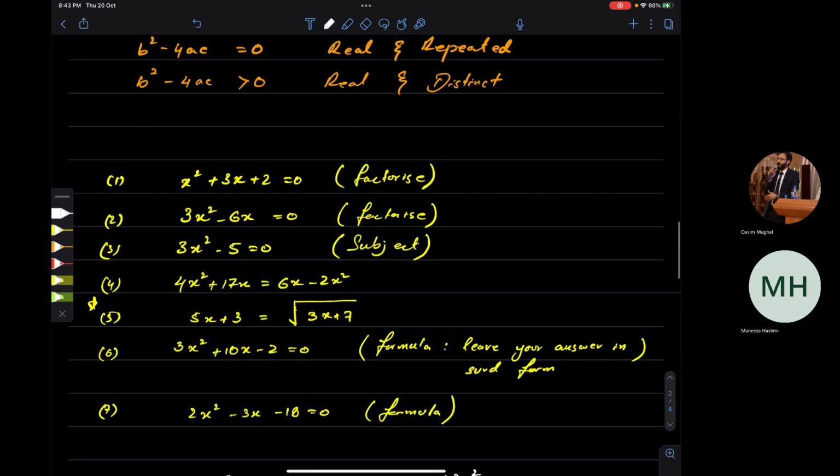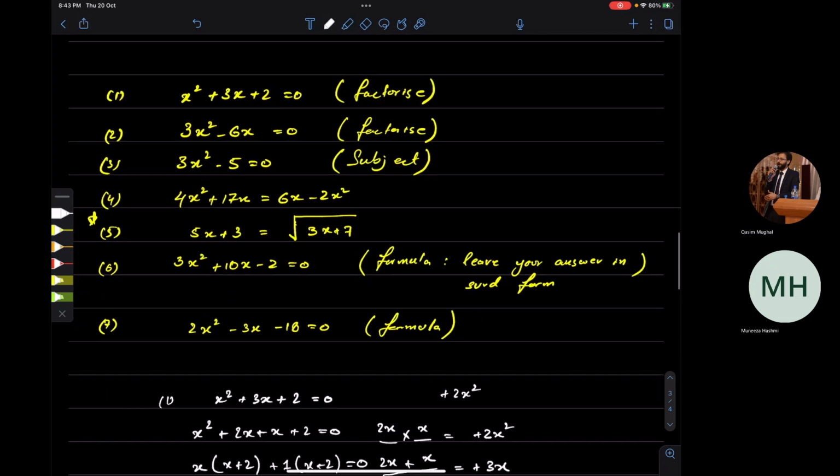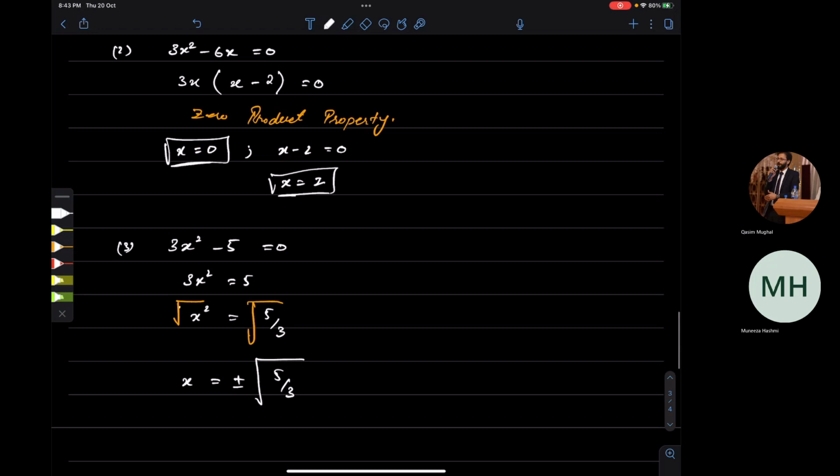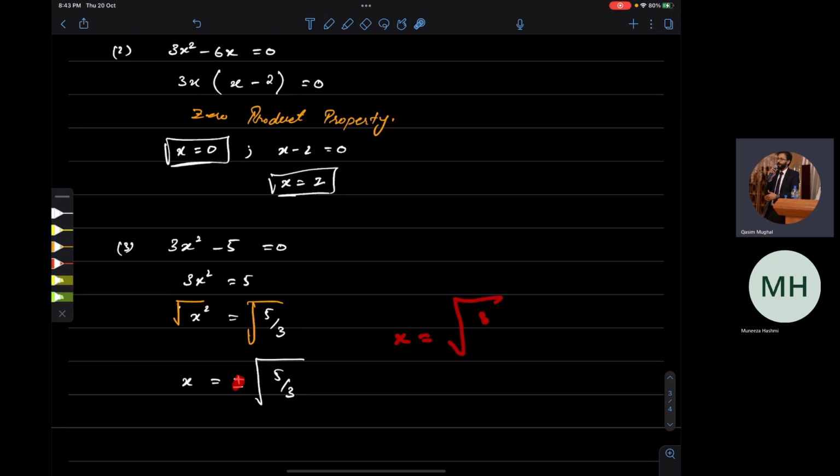I wanted to ask because usually in roots you can get plus or minus. So if you do not mention the plus or minus, would our marks be deducted for that? Yes, definitely, because if you don't put plus or minus, it means it's got just one solution, and that is positive root of 5 by 3. So you really need to put that. So remember this as a rule of equation.